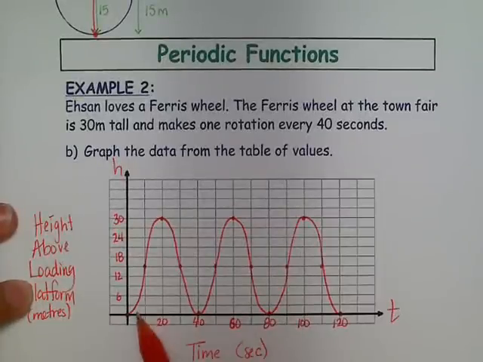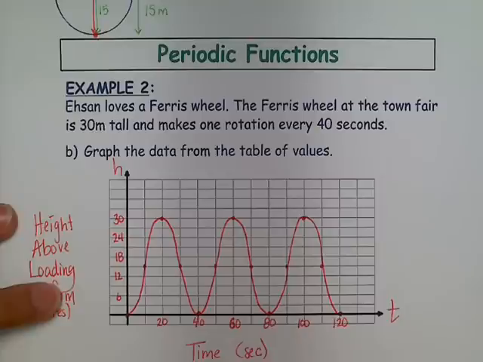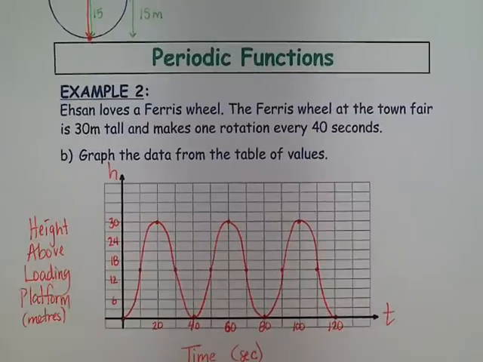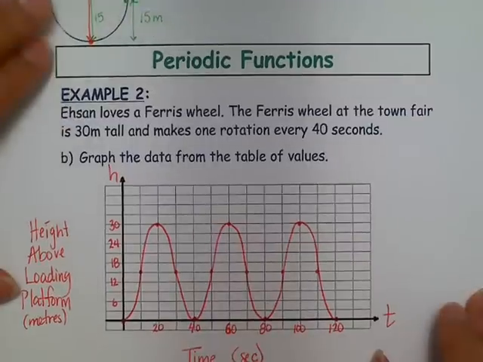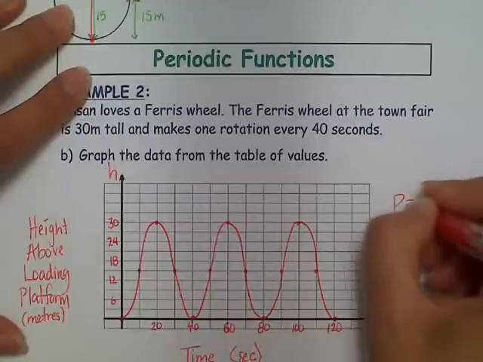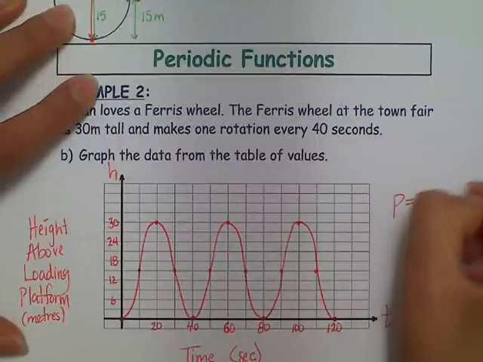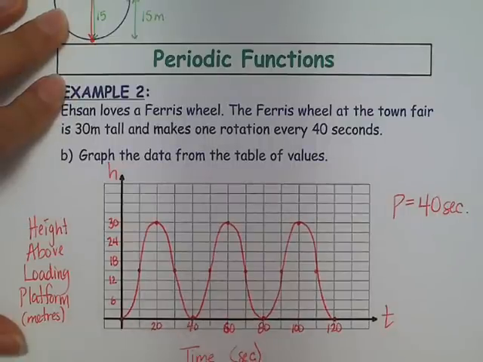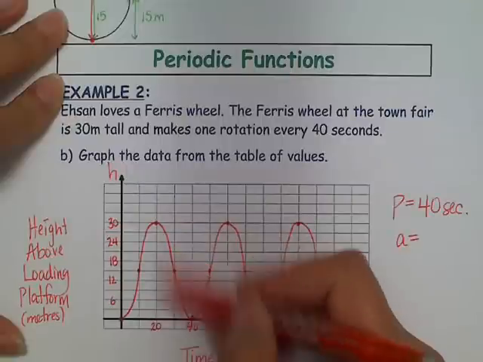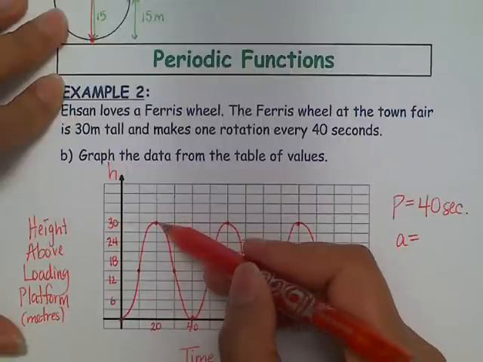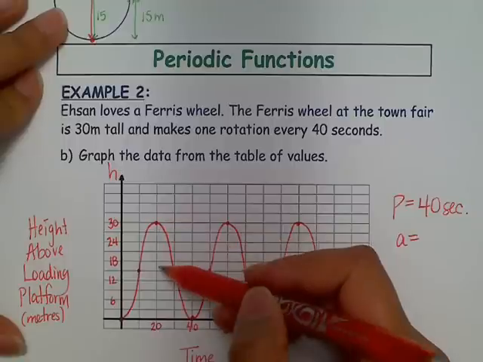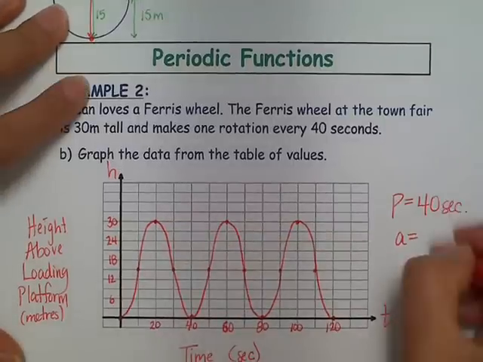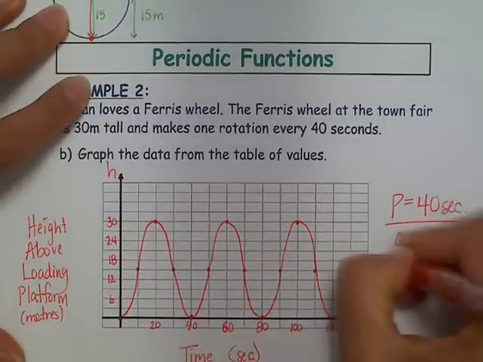And if you notice, this is actually a periodic function because you'll notice that it's a pattern that repeats itself every 40 seconds. Okay? So before we answer the remaining questions, what I want you to think about is the period and the amplitude. So we already talked about the period here being 40 seconds, since that's how long it takes for one rotation on the Ferris wheel, and that's how long it takes for one cycle in the graph. And if you think about the amplitude, the height of the graph here between the minimum and maximum is 30 meters, and half of that, if you're calculating the amplitude, would be 15 meters.